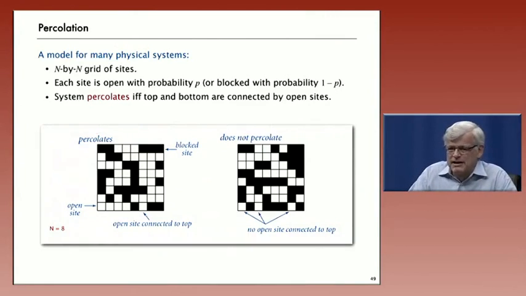So let's think of an n by n grid of squares that we call sites. And we'll say that each site is open, and that's white in the diagram, with probability p, or blocked, that's black in the diagram, with probability 1 minus p. We say that a system is percolated if the top and the bottom are connected by open sites. So the system at the left, you can find a way to get from the top to the bottom through white squares. But the system on the right does not percolate. There's no way to get from the top to the bottom through white squares.